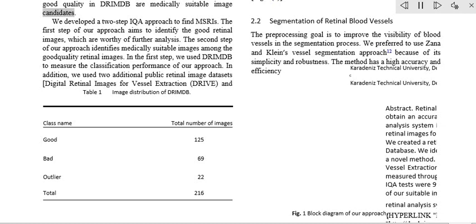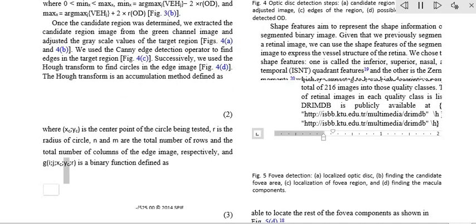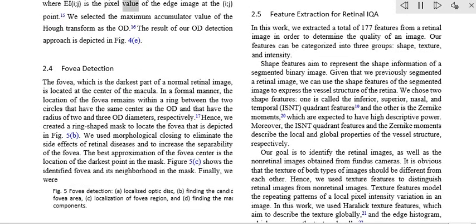Where xc, yc is the center point of the circle being tested, r is the radius of the circle, n and m are the total number of rows and the total number of columns of the edge image, respectively, and g(i, j, xc, yc, r) is a binary function defined as equation 3. Where e(i, j) is the pixel value of the edge image at the (i, j) point. We selected the maximum accumulator value of the Hough transform as the OD point. The result of our OD detection approach is depicted in Fig 4e.